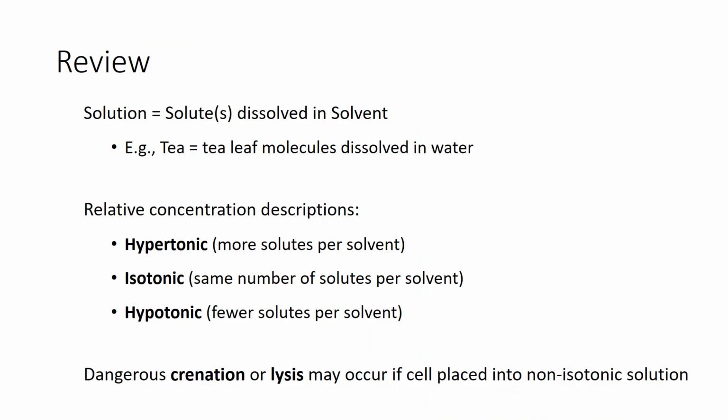To review what you've learned in this lesson, you learned that a solution is made up of a solute, or perhaps multiple different types of solutes, dissolved in a solvent. And the example we used was coffee, but you could also think about tea. Tea is the solution of tea leaf molecules dissolved in water. You also learned how to describe the relative concentration of different solutions with words hypertonic, isotonic, and hypotonic. And you learned that dangerous crenation or lysis may occur if a cell is placed into a non-isotonic solution.